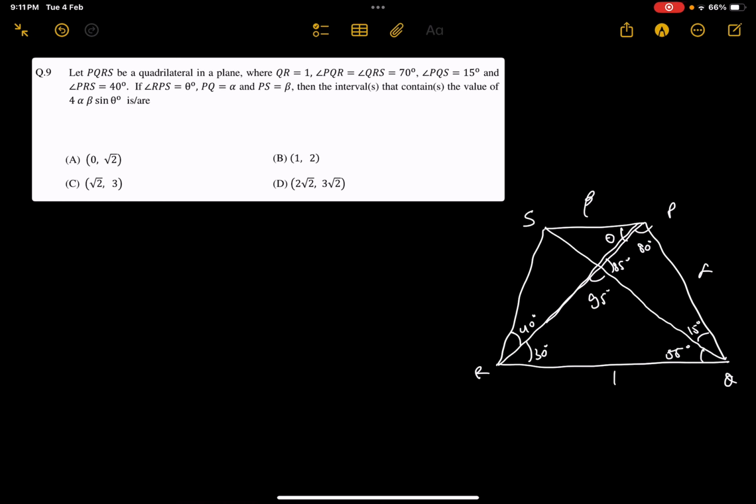So first, using this triangle, we have beta upon sine 40 degree. I am applying sine law, equals to RS upon sine theta.